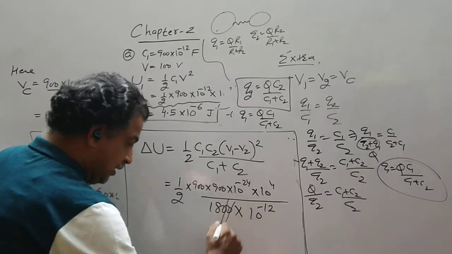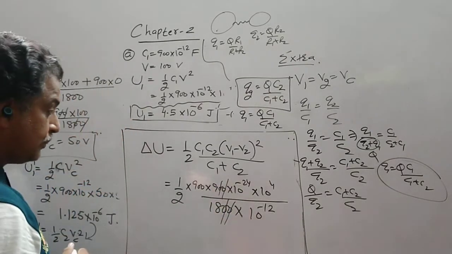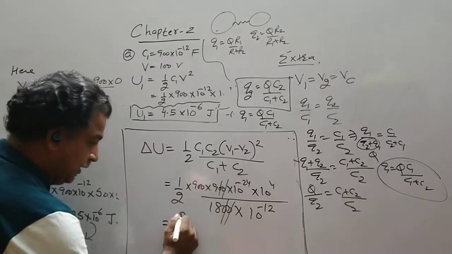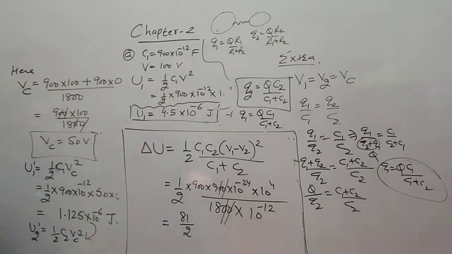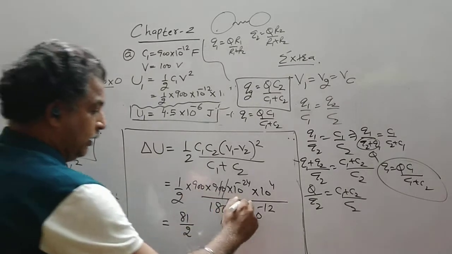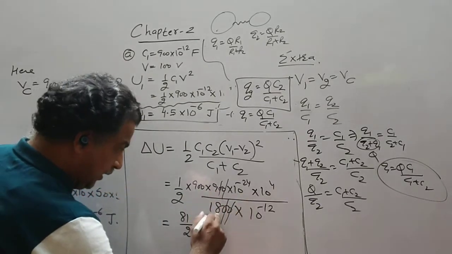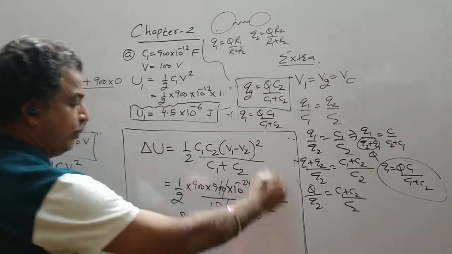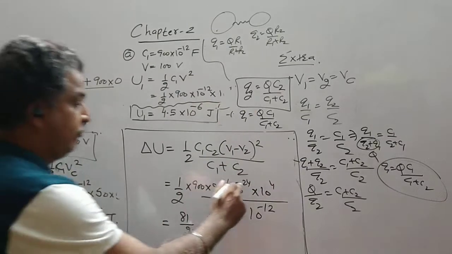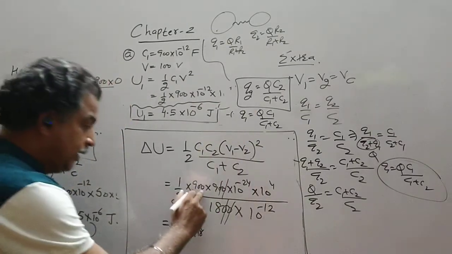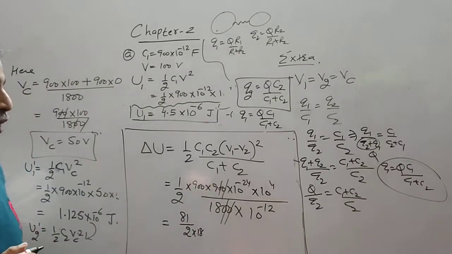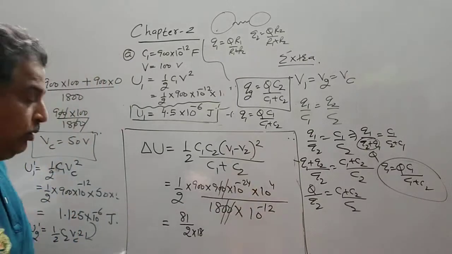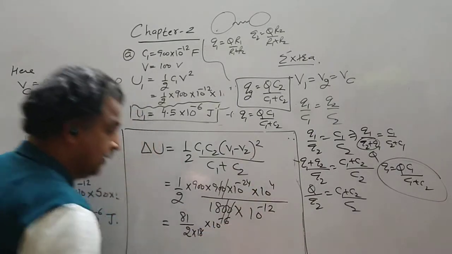Let us check this. The zeros are cut. So it comes out to be 9 nines are 81. 81 divided by 2, and this 18 also. Now power minus 24 plus 4, minus 24 plus 4 is minus 20. Minus 20 plus 2, minus 18. Minus 18 plus 12, 10 raised to minus 6.